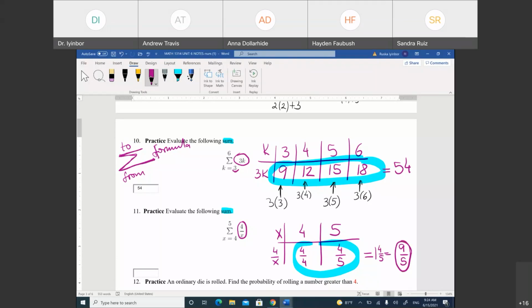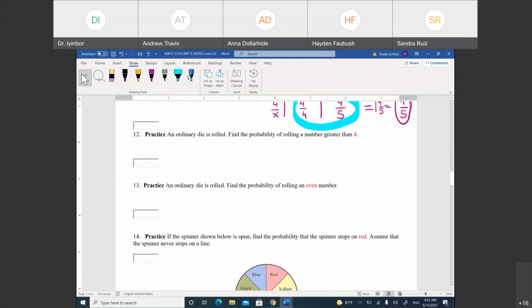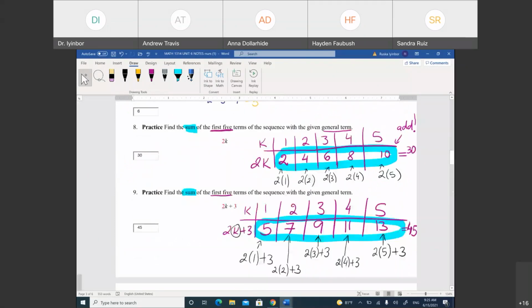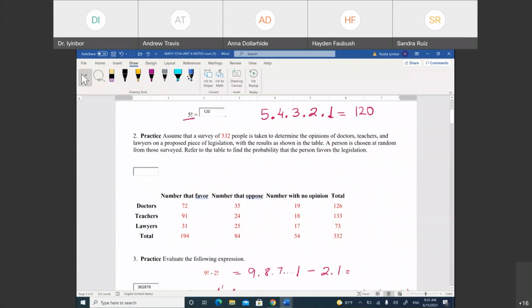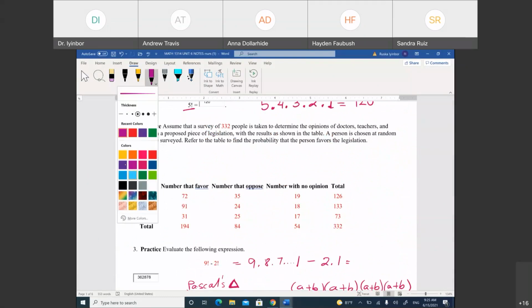So all of these questions where you have to find the sum of a sequence, you just have to make this little table, calculate the numbers, and then add them. Okay? And then the last part of this material for lab 6 and quiz 6 is about probability. So let me go back to number 2 and finish this. Number 2 is about probability also. So questions like this, you have to find the probability.